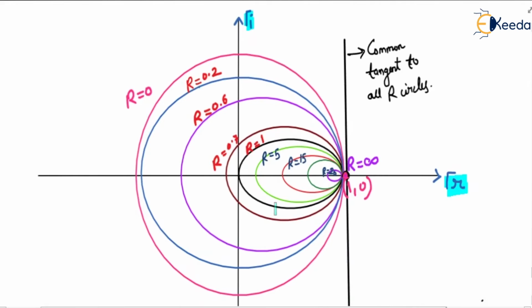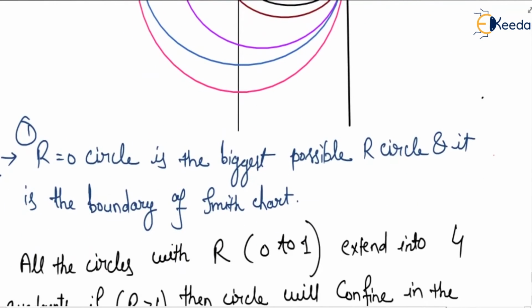This is the real axis gamma R, this is the imaginary axis gamma I, and these circles are shown in the figure. Here R equal to 0 is the biggest possible R circle, and the circles with values between 0 and 1 are in all four quadrants. The R equal to 1 circle just touches the origin of this diagram, and if R is greater than 1, then the circle is confined to the first and fourth quadrants, and R equal to infinity is just a point. This point is (1, 0), and this is a common tangent to all the R circles.